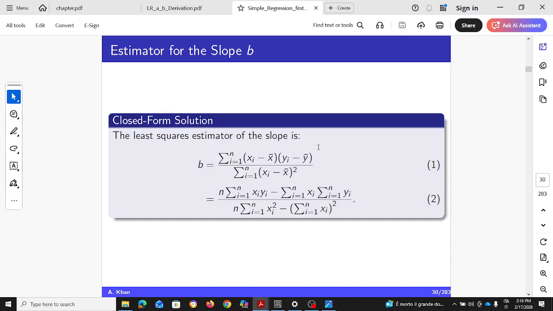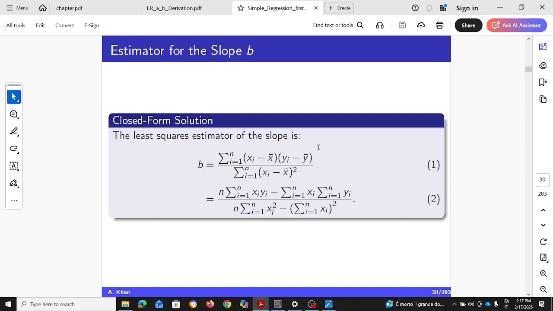We differentiate this. Remember by chain rule. What we have here now is 2 times (yi minus a minus b xi), and we have 1 because we are differentiating it with respect to a. Okay, this is just simple chain rule.